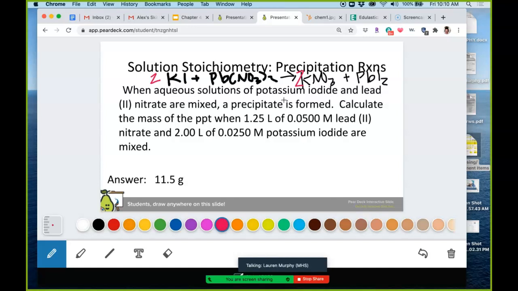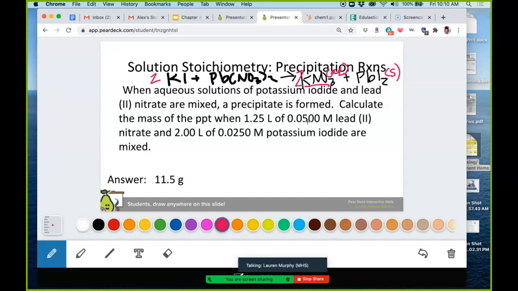And then how do you know who the precipitate is? Well, the reason you know who the precipitate is is because you have to memorize the solubility rules. Nitrates are always soluble. So by default, this guy is soluble, which makes this guy your precipitate. That's how they can ask you to know who the precipitate is, because one of the products will be one that's generally always soluble. Okay.